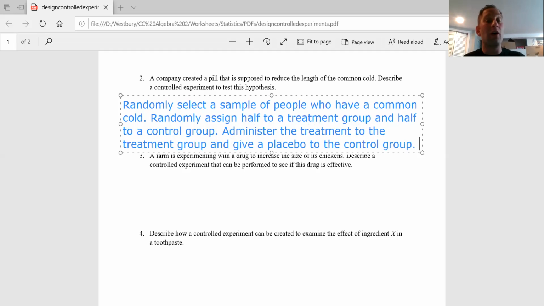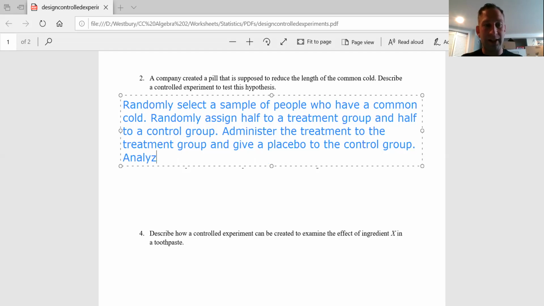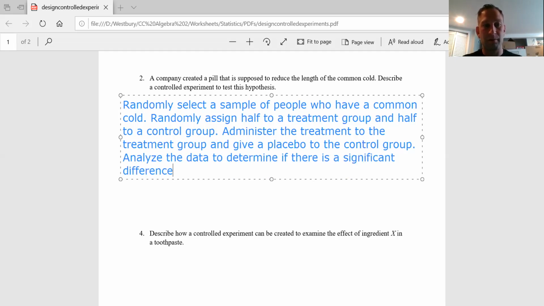If I'm a participant in this study, I don't know which group I'm in. I was just told to stand over there. They gave me a pill and I took it. I don't know if it's the drug. I don't know if it's the placebo. That's the whole point. After that, we're going to wait some time. We're going to analyze the data to determine if there is a significant difference between the two groups. That's it.